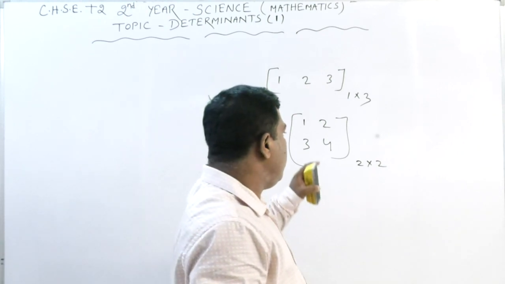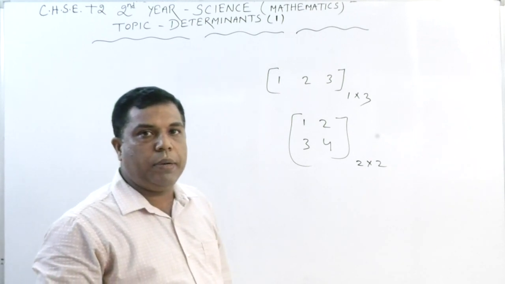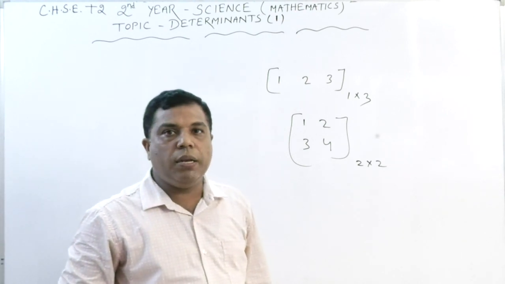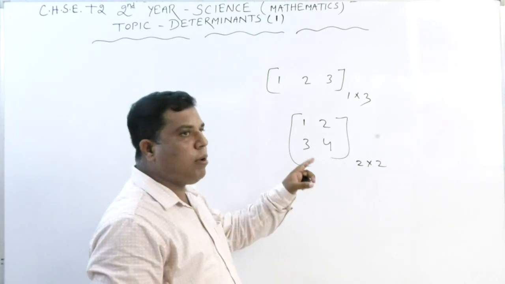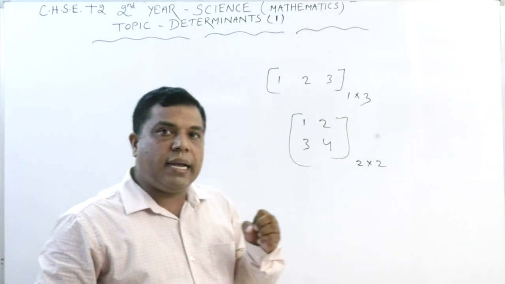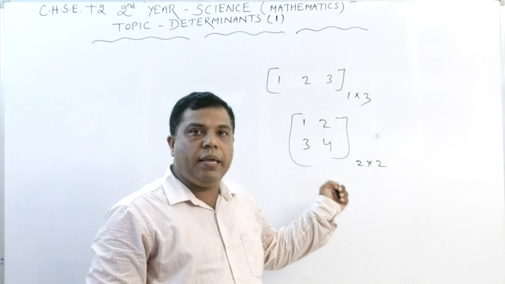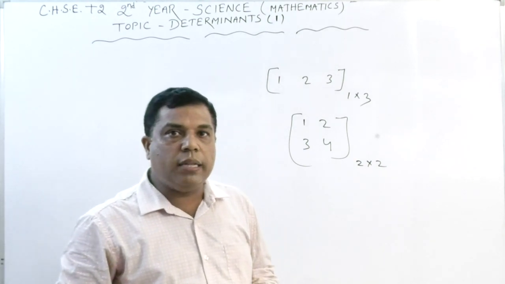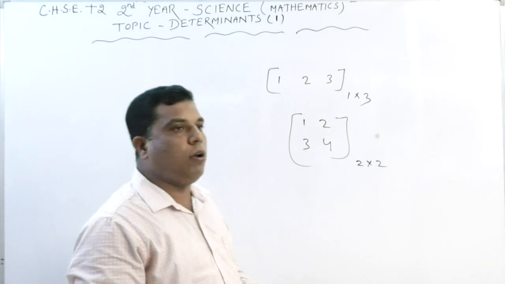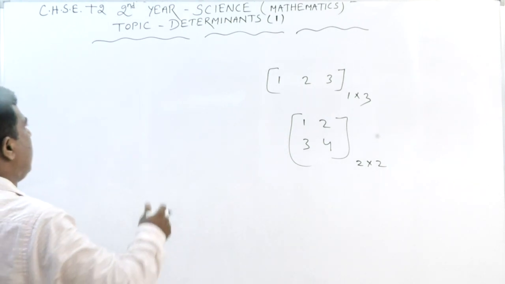Now why am I going to concentrate on the square matrix? Because determinant is derived from it. So let us come to the definition of determinant. What is the meaning of determinant? Every square matrix has a unique number attached with it. That unique number attached with a square matrix is known as the determinant.